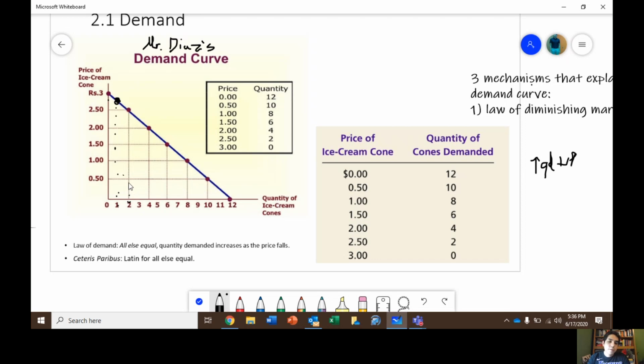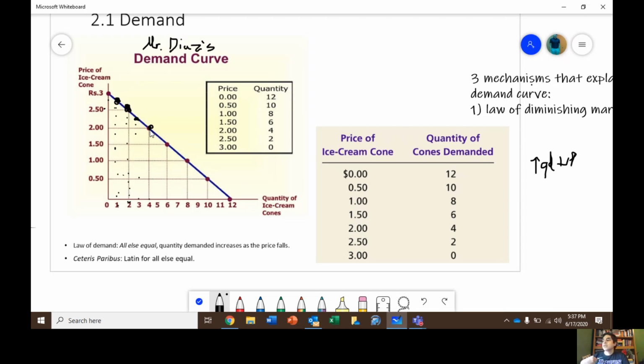At two ice cream cones, that second ice cream cone, Mr. Diaz is willing to pay $2.50 for each ice cream cone. At three ice cream cones, Mr. Diaz, if he's going to acquire, at four ice cream cones, Mr. Diaz is willing to pay $2.